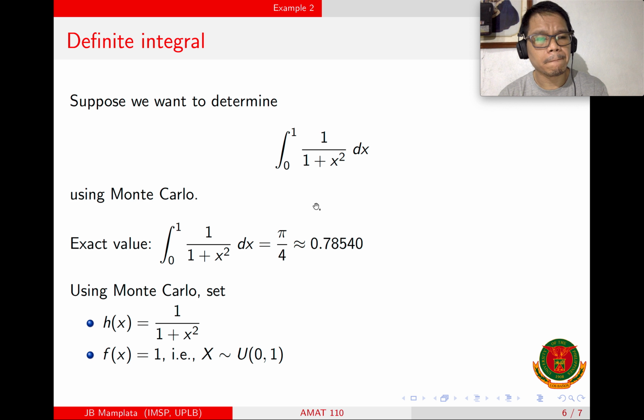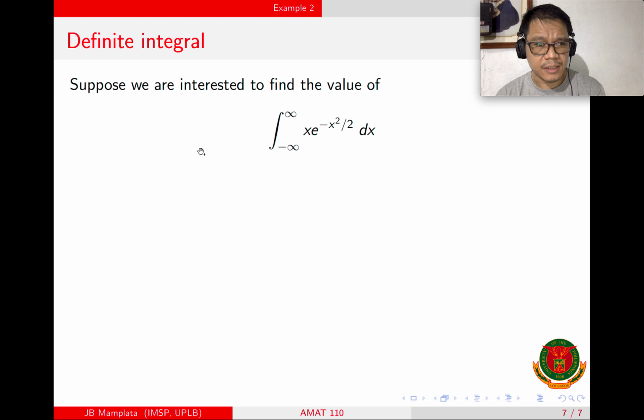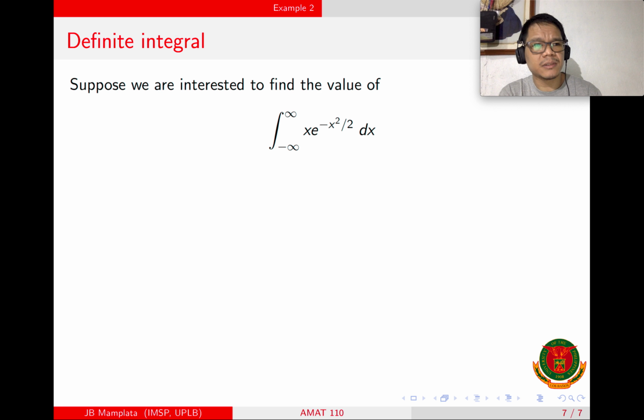Okay? But of course, sa definite integral, pwedeng hindi real number yung mga bounds, pwedeng mga infinite. Okay? Let us consider this another example. Suppose we are interested to find the value of this one. Integral from negative infinity to positive infinity, x e to the negative x squared over 2 dx. Okay?